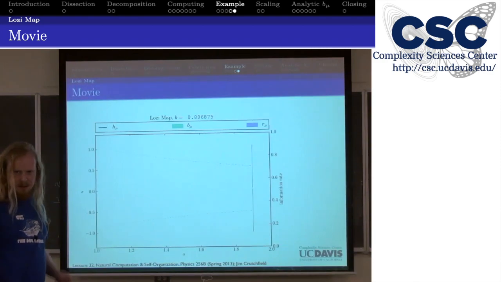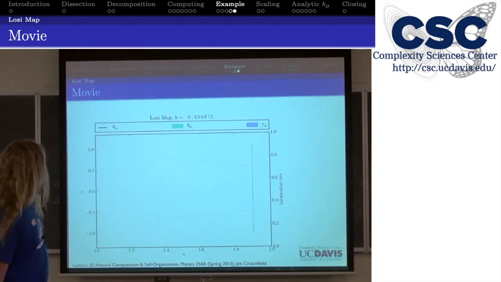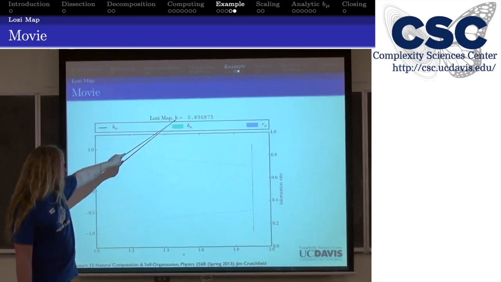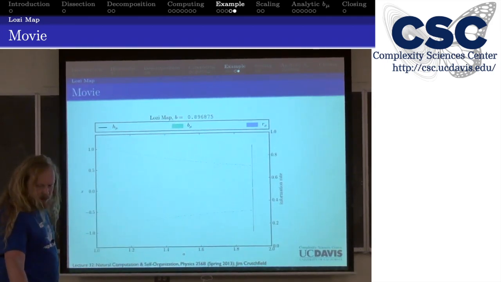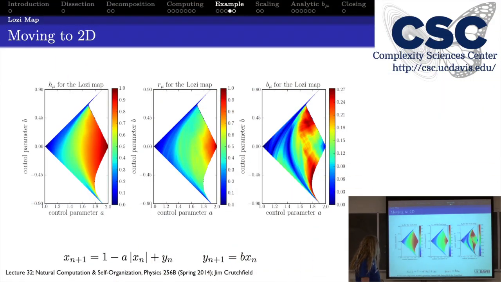Yeah, I have a question. Yes. So what exactly were you changing in this movie? I was changing the parameter b. If we go back to the equation, it's this parameter that x_n is multiplied by to get y_{n+1}. And then the horizontal axis on the movie was the a parameter, which is right here. Okay.